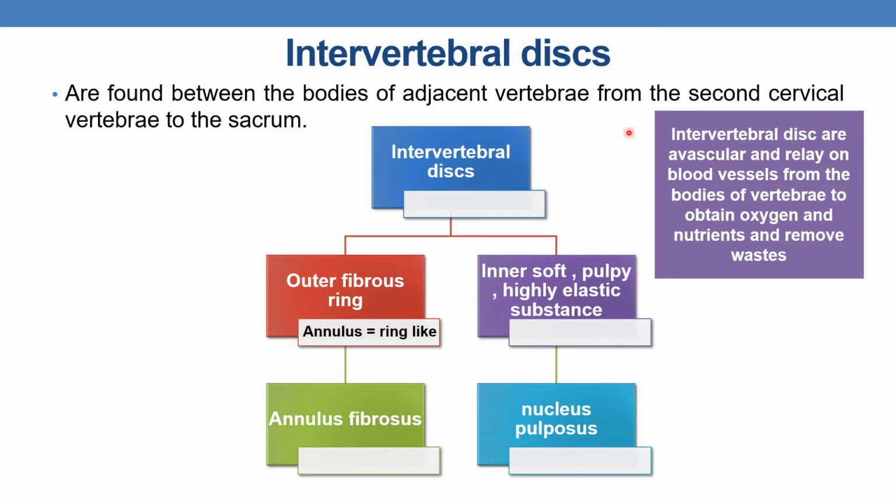One more important point about intervertebral discs is that they are avascular, and they rely on blood vessels from the bodies of vertebrae to obtain oxygen and nutrients and to remove waste. The two parts are the outer fibrous ring and the inner soft, pulpy, highly elastic substance called the nucleus pulposus.